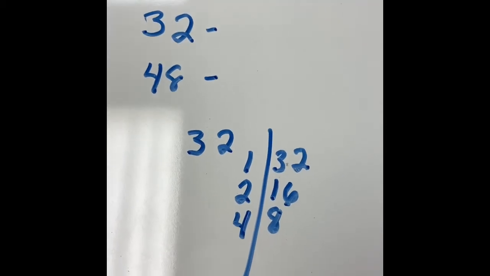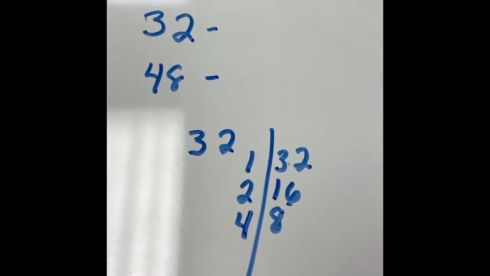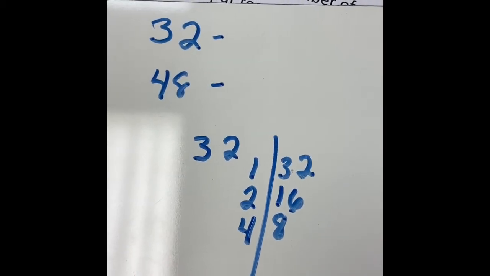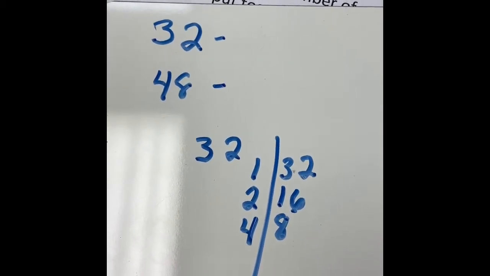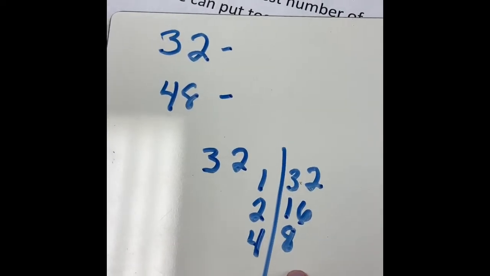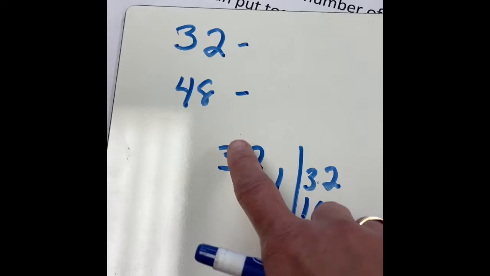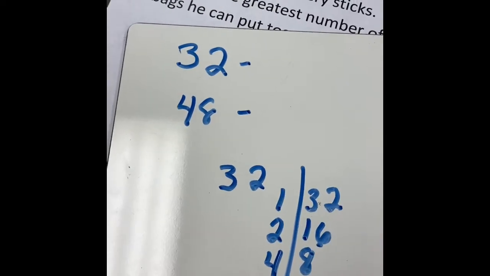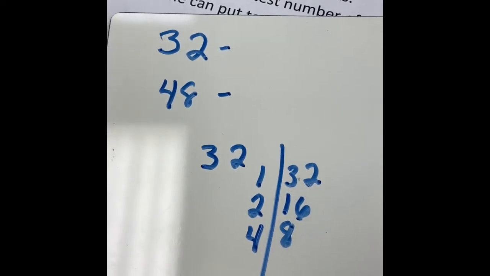Okay, what about 7? 7 can't, can it? Because 7 times 4 is 28, and 7 times 5 is 35. Okay, so that takes us back to 8. 8 times 4 gives us 32, doesn't it? So then that tells us we repeated, so that tells us we have all of our factors.